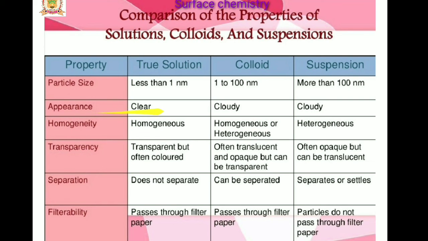Appearance in true solution is clear. In colloids, it is cloudy. In suspension, it is cloudy. Homogeneity: true solution is homogeneous. Colloid looks homogeneous, but it is heterogeneous, a mixture of both. Suspension is always heterogeneous. Transparency: true solution is transparent but often colored. Colloids are often translucent or opaque but can be transparent. The suspension is often opaque but can be translucent.